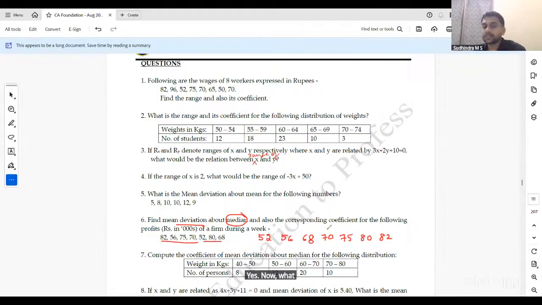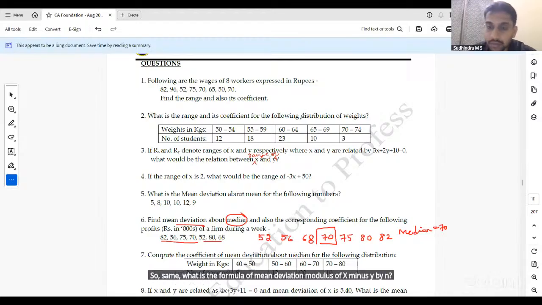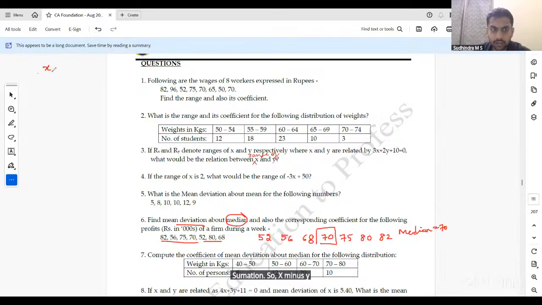Now, what is the median here? 70, the middlemost value. So, median is 70. What is the formula of mean deviation? Summation of modulus of x minus a, divided by n. Here, the values of x are 82, 56, 75, 70, 52, 80, 68. Modulus of x minus a, where a is the median, which is 70.